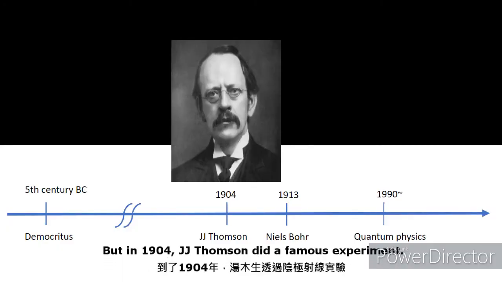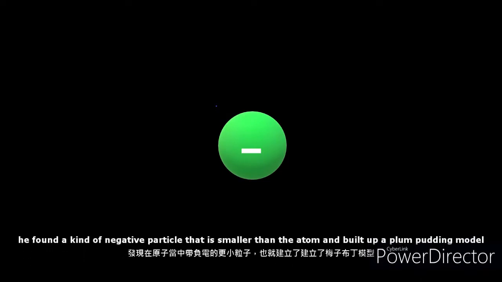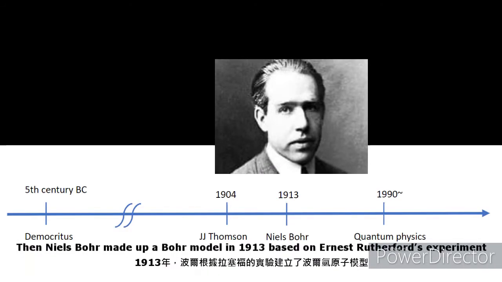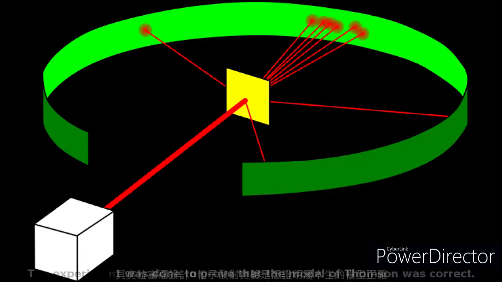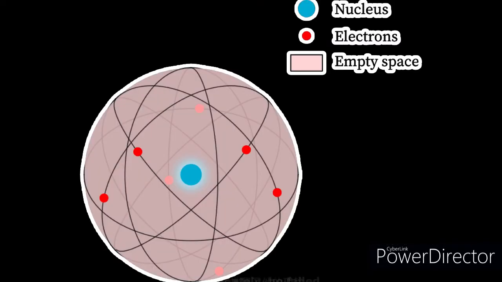But in 1904, J.J. Thomson did a famous experiment. Through digging deeply into the cathode ray, he found a kind of negative particle that is smaller than the atom and built up a plum pudding model. Then Niels Bohr made up a Bohr model in 1913 based on Ernest Rutherford's experiment. The experiment was done to prove that the model of Thomson was correct.